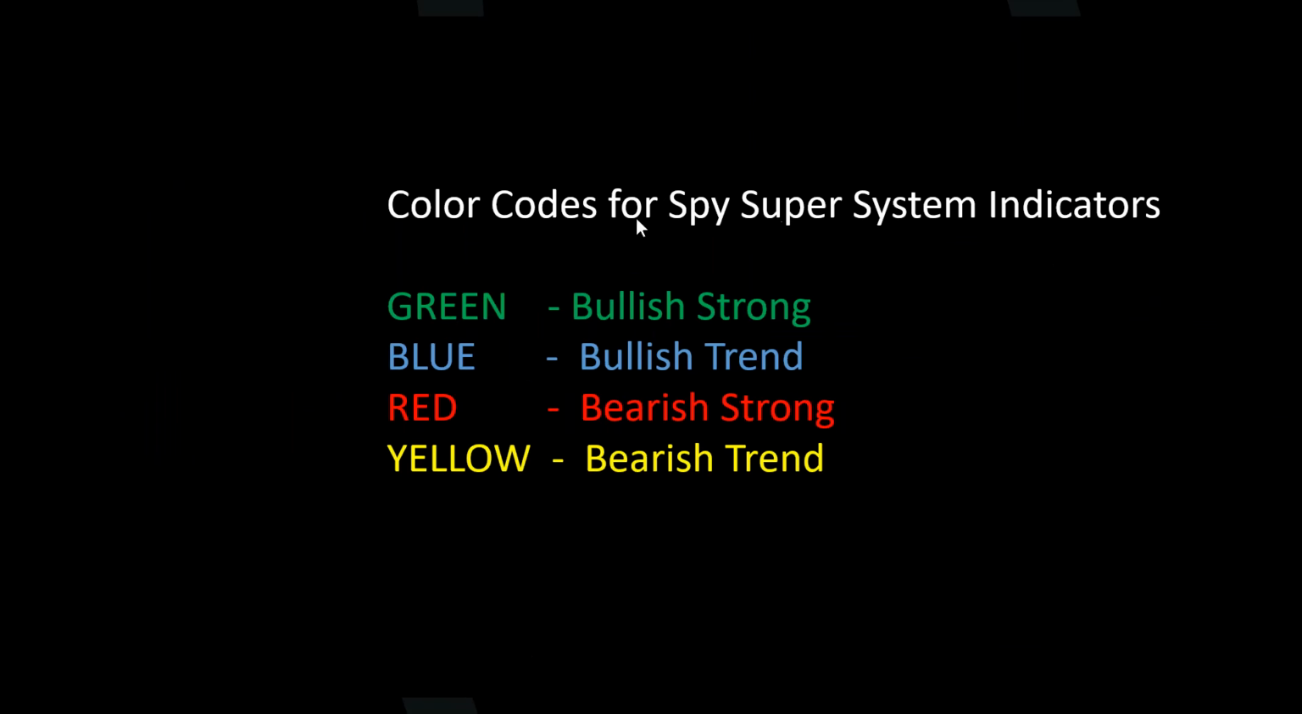All right. So again, color codes for the SPY Super System indicators: green, bullish is strong. Right, blue, bullish trending. This is the strongest bullish. This is a trending bull. Red, bearish strong. This is strong, the weakest stocks right there with the red, they'll be red. And yellow is a bearish trend. The stocks are trending down, but they haven't reached the strength of the red color yet. All right, so those are our colors that we're going to be using on the system.